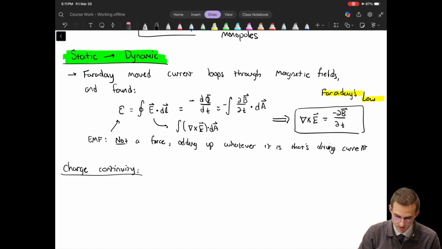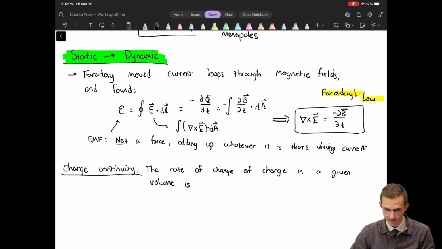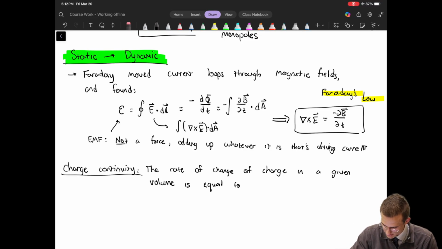Okay, so it's almost like a Gauss's law statement. The rate of change of charge in a given volume is equal to the total flux of current into the volume, right? Because charge is not going to just appear out of nowhere. So it's equal to the total flux of charge into the volume.